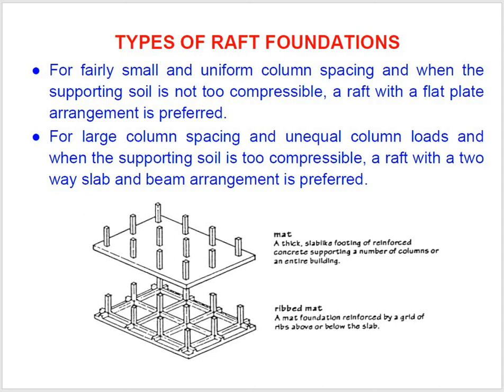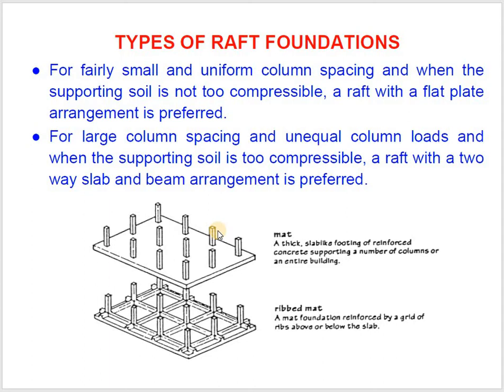So why are we providing ribs, or in which cases do you not need a rib or a beam below or above that flat slab? Going towards a straightforward case, if you have uniform spacing of the columns and the soil is not that compressible, it is reasonably good soil, not that cohesive kind of soil, then you can have a normal flat plate raft foundation. That means we have a flat concrete slab, like you see here in the figure. You have a flat slab, and on that you can have equally spaced columns. You can see here columns are equally spaced.